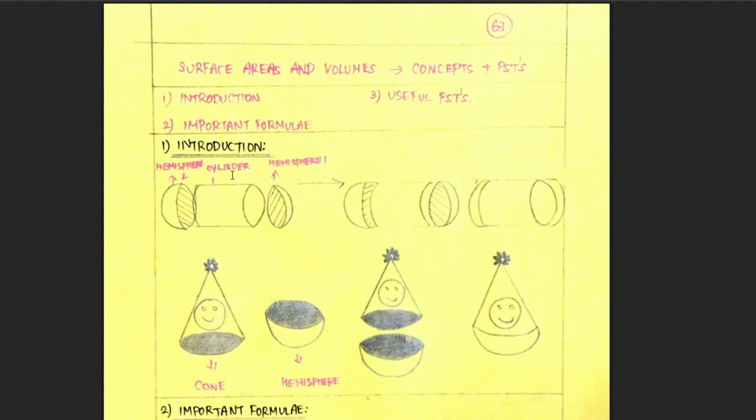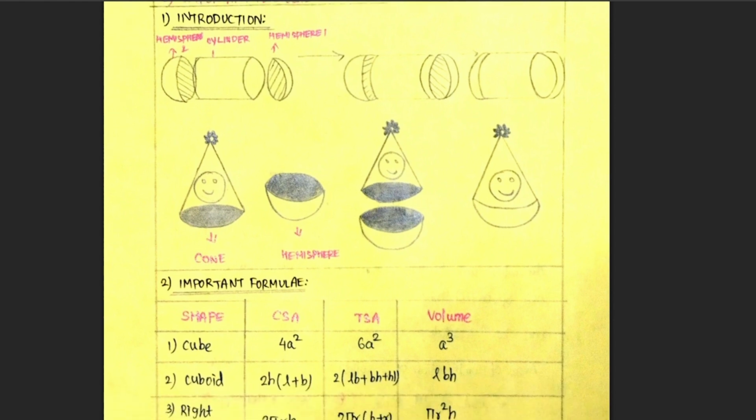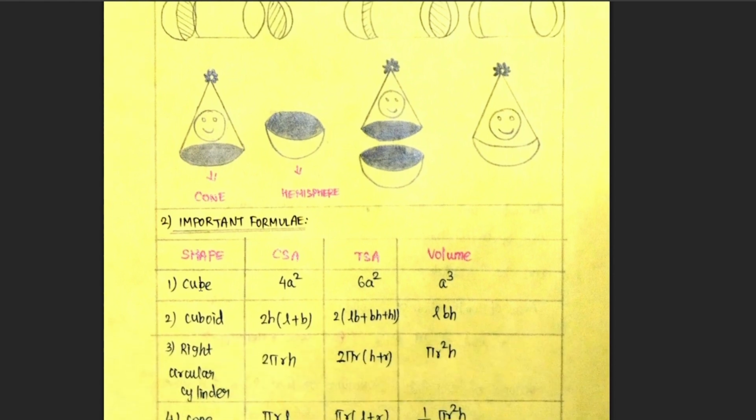Please remember this. You have a cylinder with two hemispheres. Then you have two solids like this, a cone with a hemisphere. So you have different combinations: hemisphere and cylinder, and cone and hemisphere. Again, you have to remember the formulas for cube: CSA, curved surface area, total surface area, and volume. CSA of a cube is 4a square, TSA is 6a square, volume is a cube.